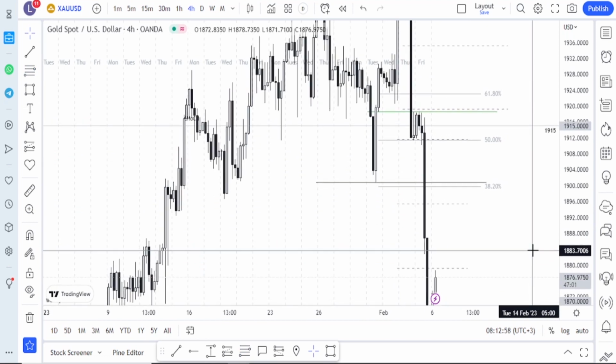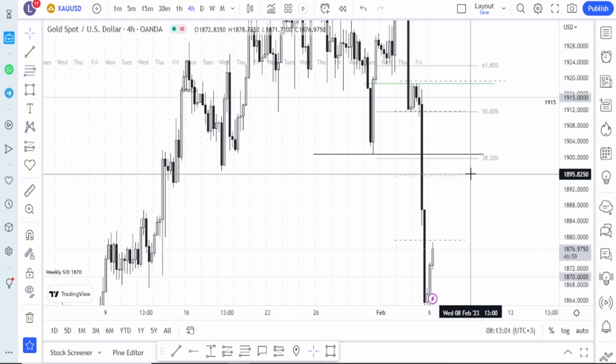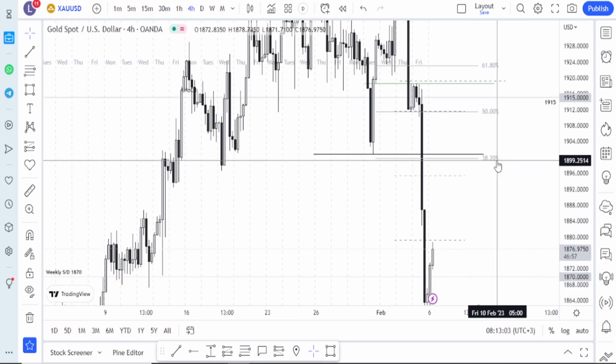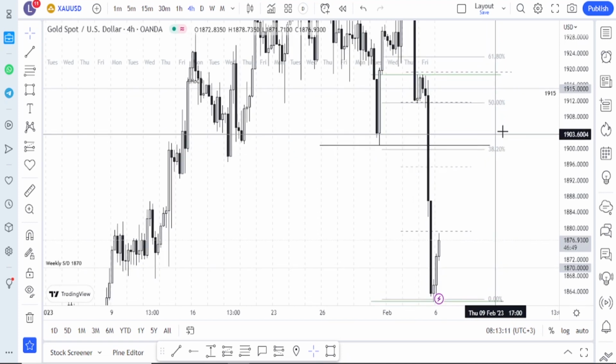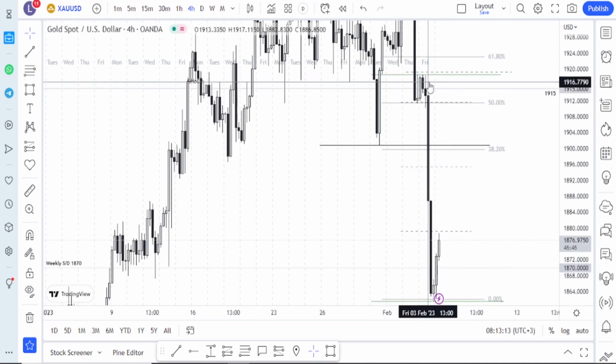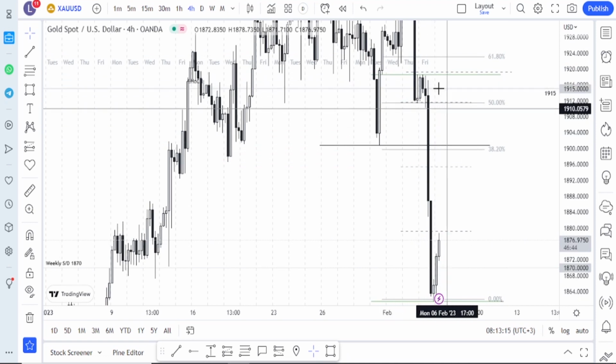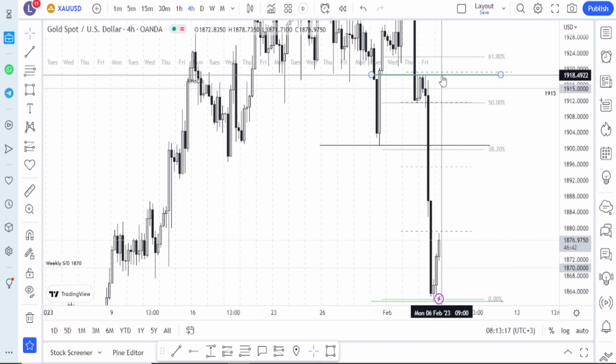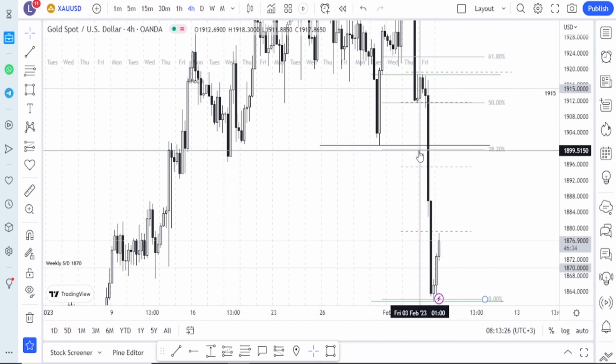You can see that the midpoint of this imbalance coincides with the 38.2 level of supply and demand, which is also the previous structure low. So I'd look for price to trade to here, but you can see this weak high and low, so price may also come up and take out liquidity above here before continuing this move down. But this area has higher probability.